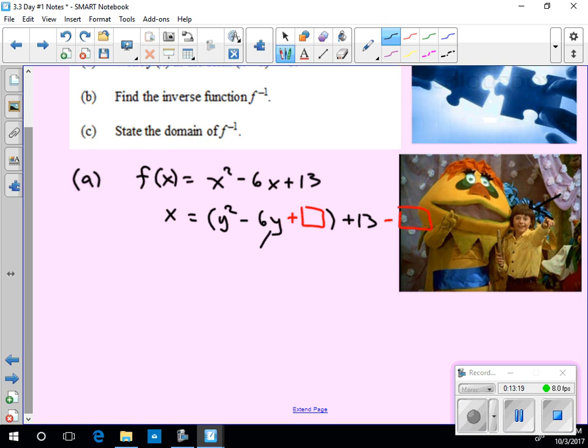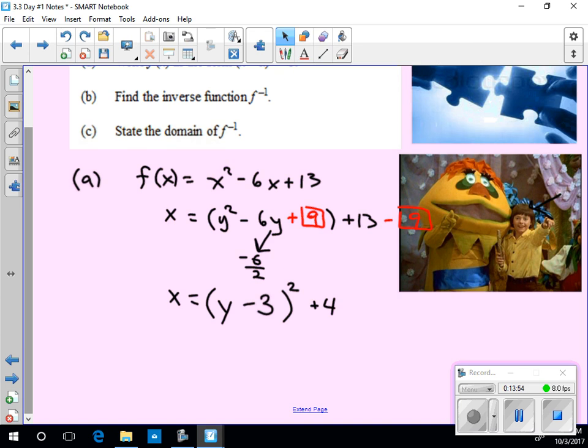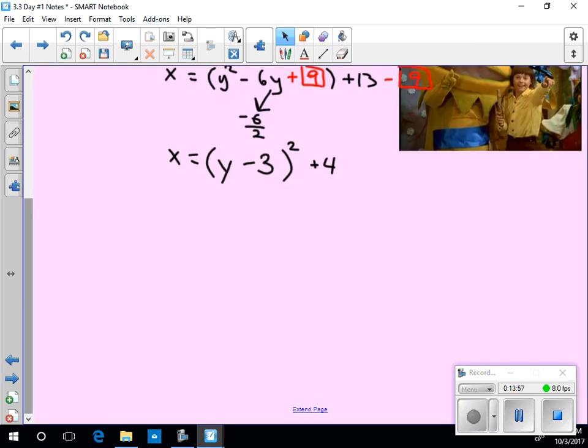Okay, so completing the square, what do we do with this number, negative 6? We divide it by 2. You guys sound like you've done this before. Divide it by 2, I get negative 3, and negative 3 squared is 9. So I'm going to put 9 in on both ends here. Now I can write this as y minus 3 squared. If you FOIL that out, you get y squared minus 6y plus 9. Out here, I've got 13 minus 9, which is 4. This allows you to find the inverse. So I'm going to subtract 4.